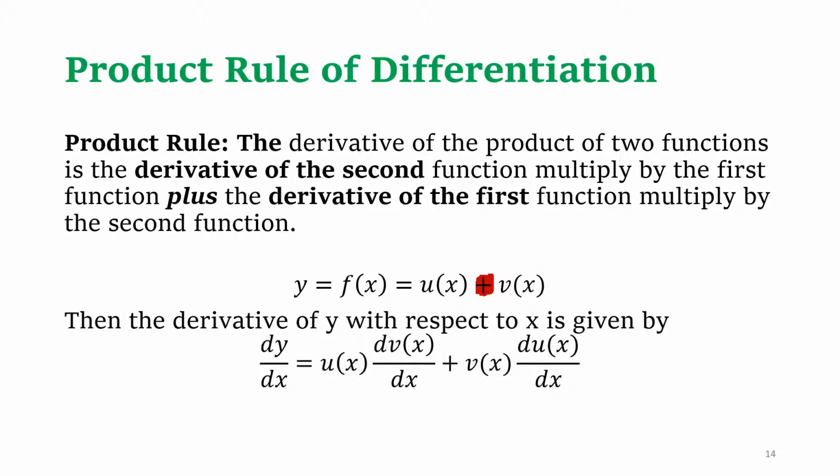So take out the plus. f of x, y equals u of x multiplied by v of x, right? Then the derivative of y with respect to x is given by what? The derivative of the second function, dv/dx, multiplied by u of x, and then we take the derivative of the first function, du/dx, multiplied by the second function v of x. So that is the rule.